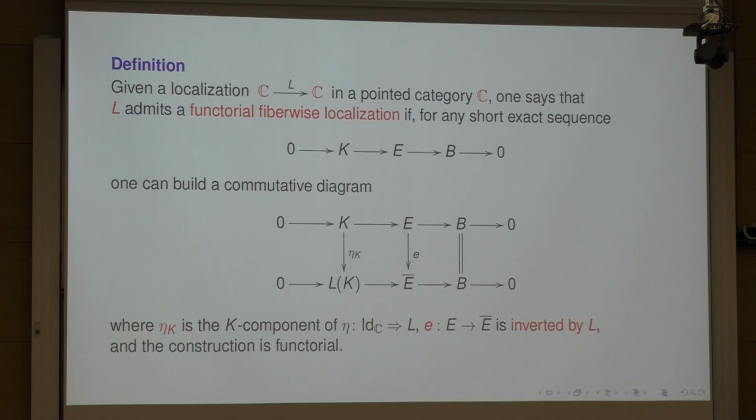And so one says in a pointed category C that L admits a functorial fiberwise localization if one can build such a diagram, where the diagram is exactly the same we had in the category of groups, and η_K is the K component of what they call the coaugmentation. And if you think in terms of localization induced by an adjunction, it is just the unit of the adjunction, and E is inverted by L. And one asks that this construction should be functorial.